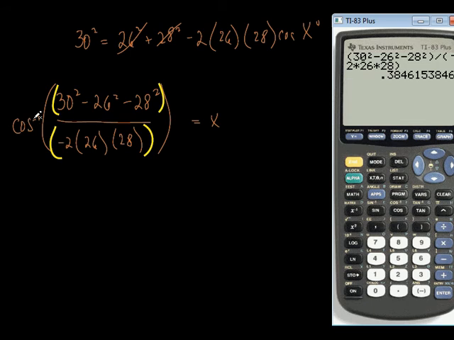Take the inverse cosine. On this calculator I have to hit answer. But on your TI-30s, once you get this number, you hit inverse cosine, boom, you're done. You've got your answer. Once you get that 0.346, you just hit second function cosine. I never said hit times on that. Hit second function cosine and you'll get your answer if you have a TI-30.